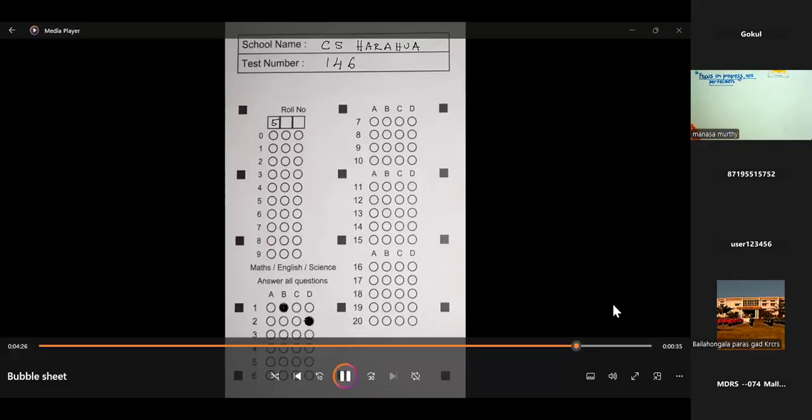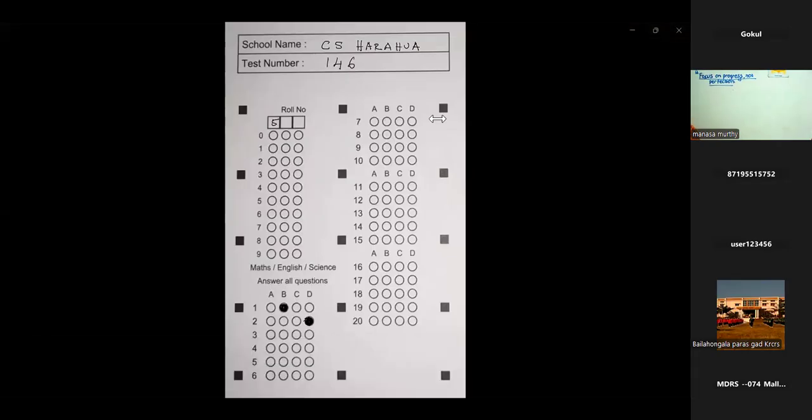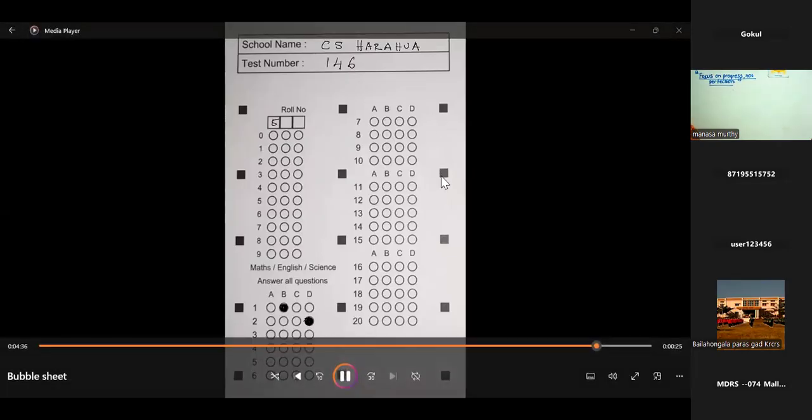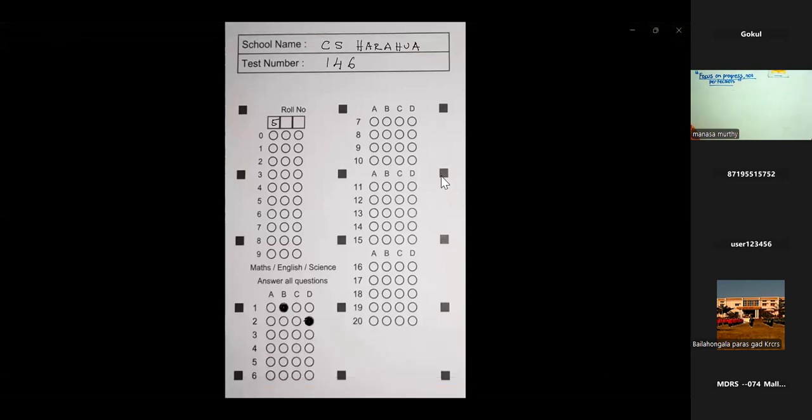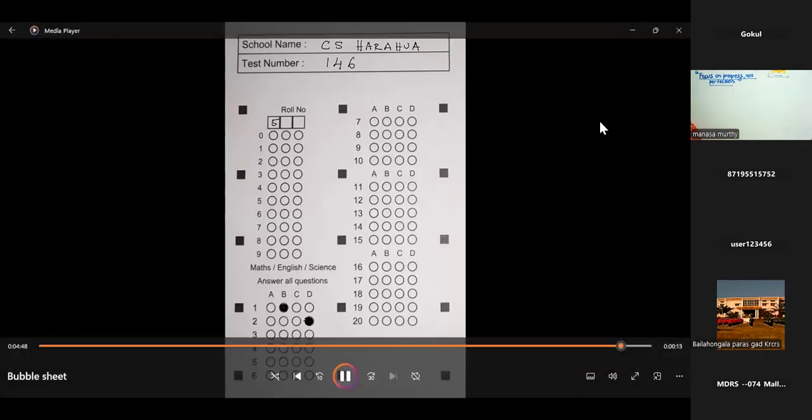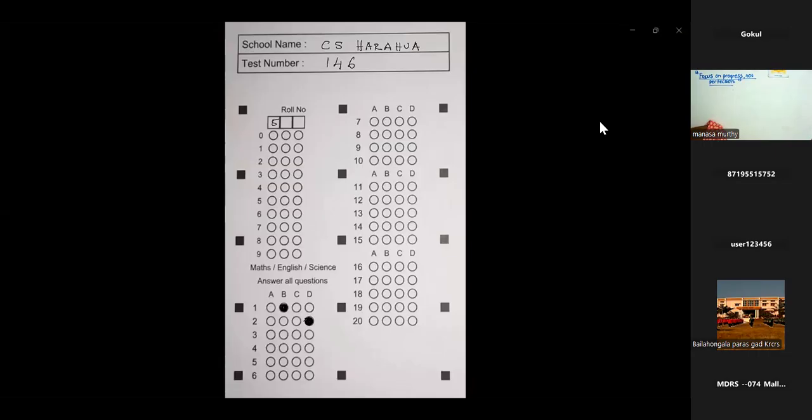All the answer bubbles you should correctly shade. Do not smudge. Do not crumple this paper. This is very, very important. The paper should be clean. Do not write anything. Do not put any line anywhere. This is important. If any of these sheets do have any lines or unwanted shading or unwanted names, etc., that answer paper will be rejected.